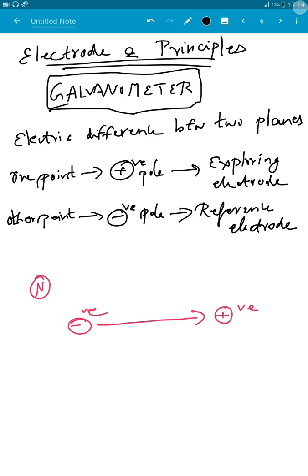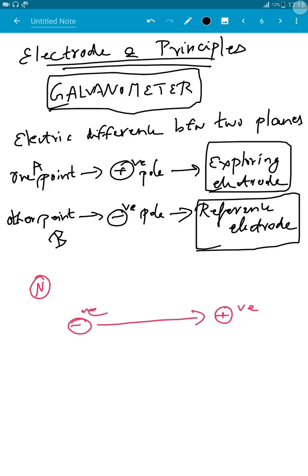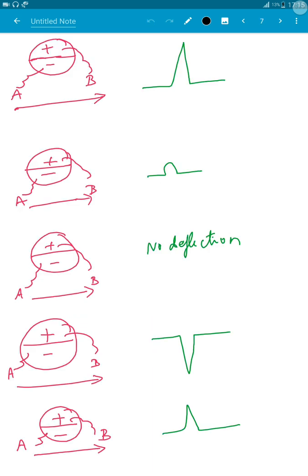So consider 2 points, A point and B point. If A point is the positive pole, it is considered the exploring electrode. If B point is the negative pole, it is considered the reference electrode. Just for consideration, that's all. And normally the plane of field will move from negative to positive. This is the basic principle. Then there are 5 principles. Consider this is a galvanometer. A is negative, B is positive. So normally the plane of field will be from negative to positive, A to B.